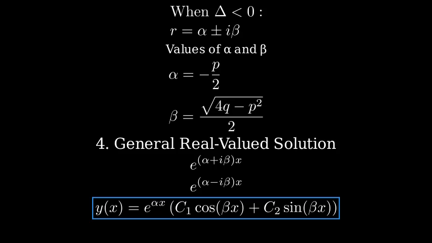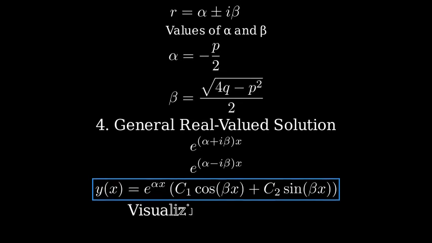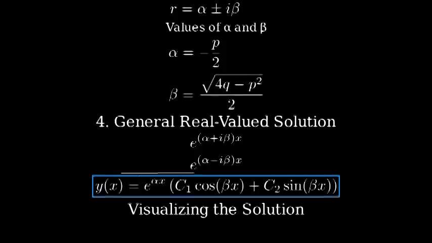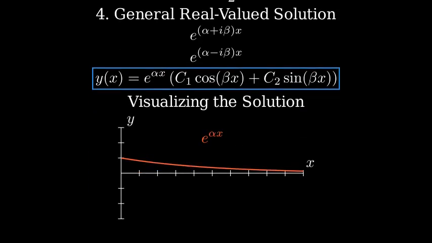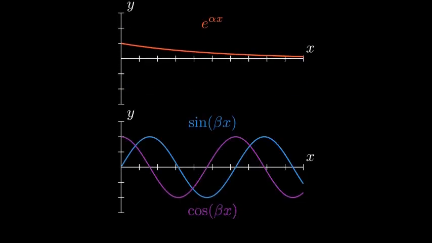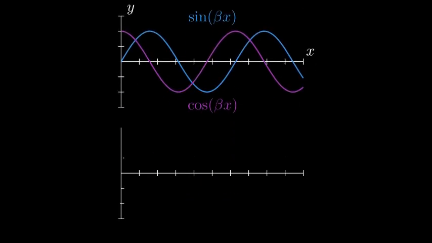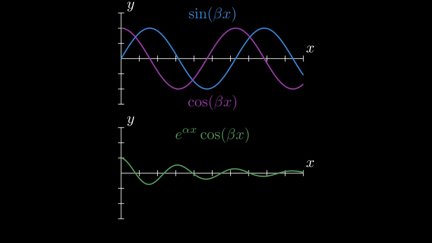y of x equals e raised to the power alpha x times the quantity c1 times cosine of beta x plus c2 times sine of beta x, where c1 and c2 are arbitrary real constants. Let's visualize what this solution looks like. The term e raised to the power alpha x represents exponential growth when alpha is positive and exponential decay when alpha is negative. The sine and cosine terms create oscillations. When combined, we get oscillations that either grow or decay exponentially depending on the sign of alpha.